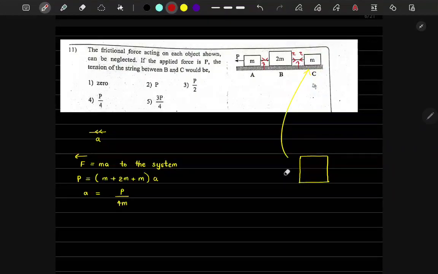We have the tension T1 acting on it. So again we can apply F equals ma towards the left on C. So T1 equals the mass of it, m, into the acceleration P over 4m. So the T1 tension equals P over 4.